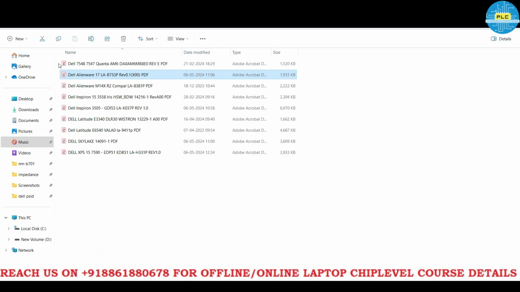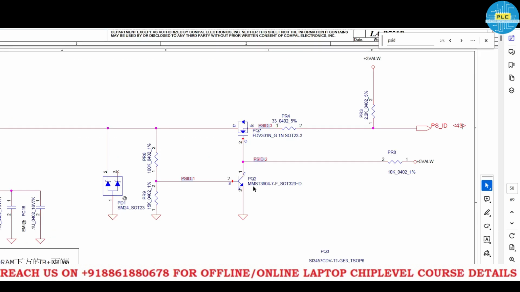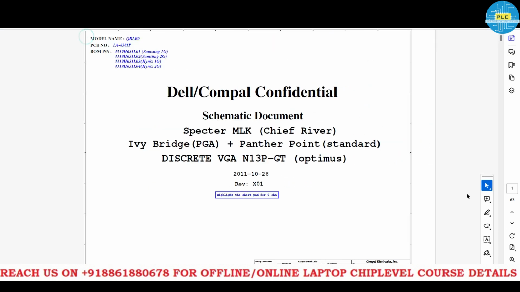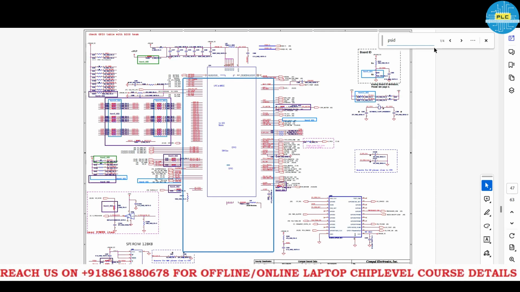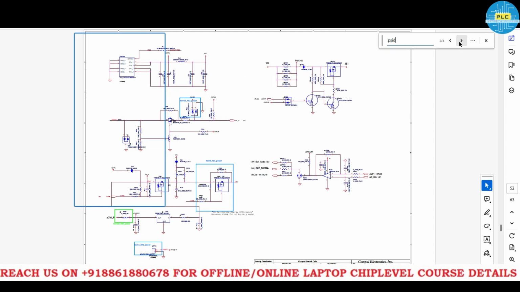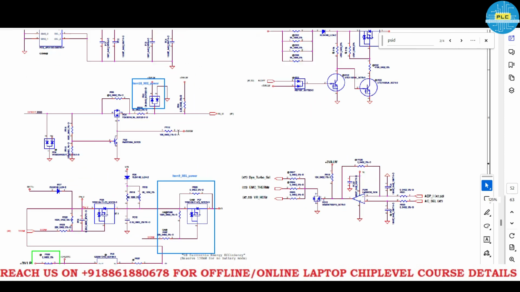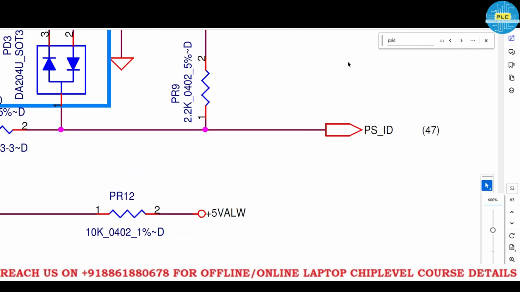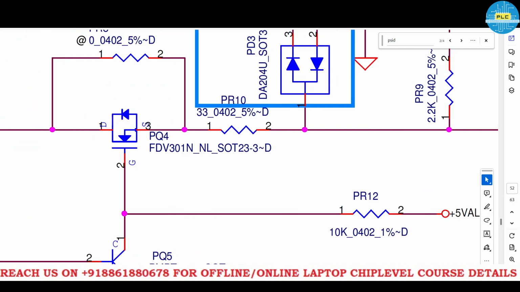Next, it's a Dell Alienware M14. Okay, it's one more Dell Alienware. Enable, find, so PSID. Here it went. Next, is this the circuit? Yes. Here we need to expand. Here is the PSID. See the concept.